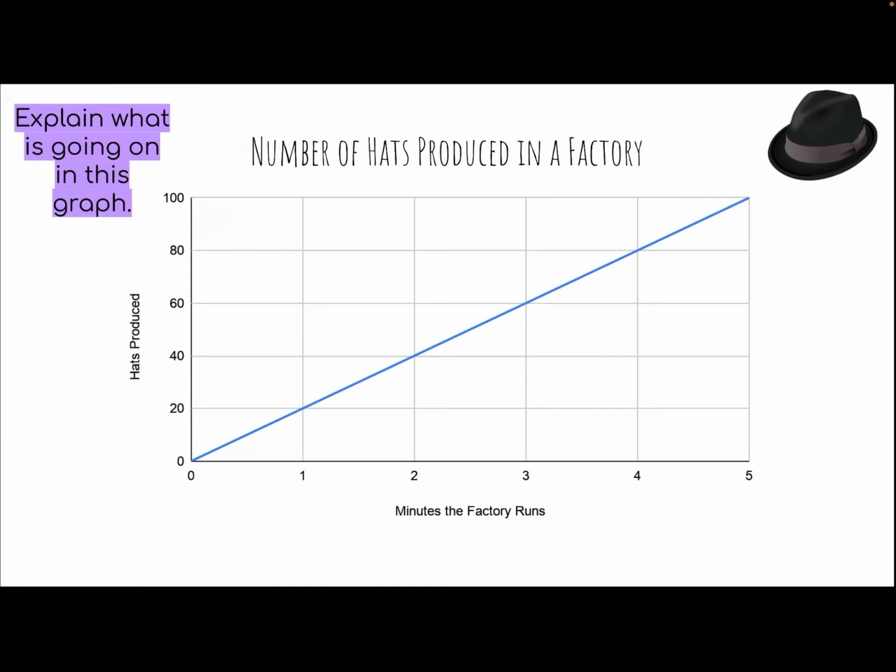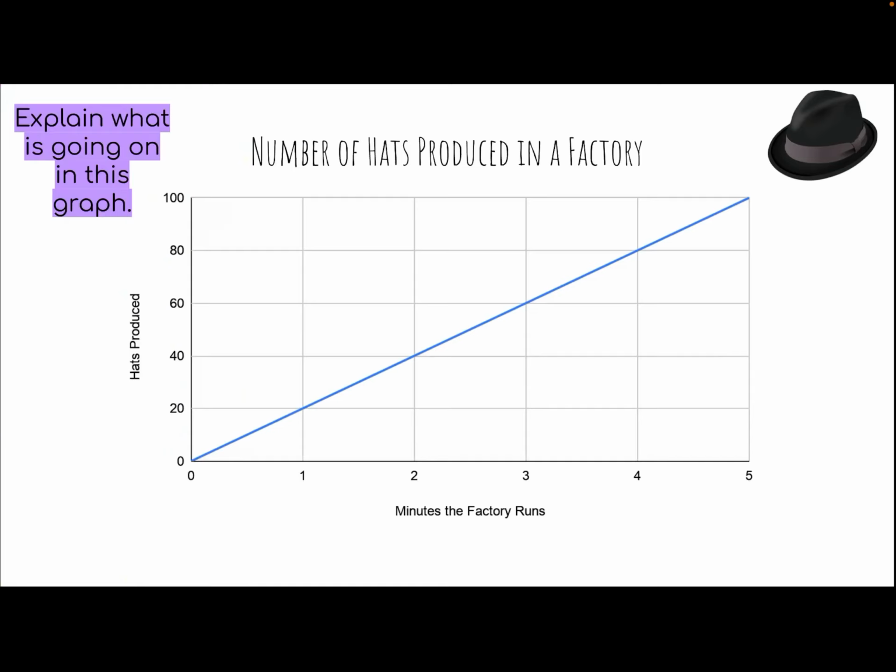In order to describe what's happening in a graph, I read my x and my y axis and my title. My title says number of hats produced in a factory. My x-axis is going up in increments of 1 minute and is labeled minutes the factory runs. The y-axis is labeled hats produced, and the y-axis is going up in increments of 20.